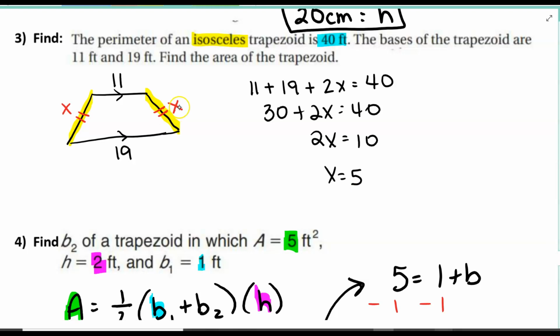Now, for some of you, you said, okay, great, x is 5, that means that's my height. That's not your height. This is your height. You can now use that measure of 5 in order to figure out what that height is. In order to figure out the height, I can now look to this right triangle. Within that right triangle, I actually know the measure of the hypotenuse is 5.